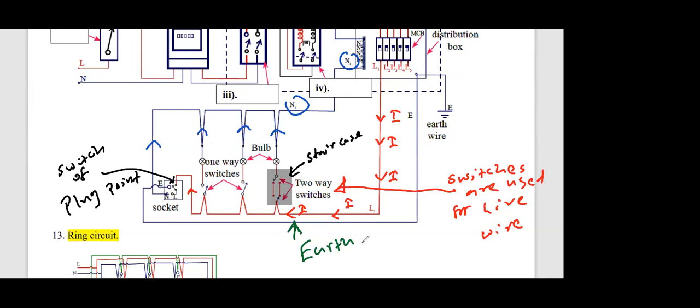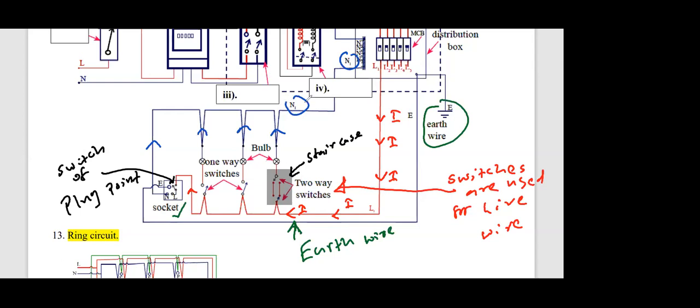This earth connection, this earth wire is available for the sockets, but not for the lamps. So you can write, if you want, electricity is supplied, only live and neutral wires are used for the lamps or lighting circuits. In lighting circuits we use only live and neutral, but not the earth wire, because daily you are not going to hang on this lamp, or touch it like the electric iron, blender, grinder, washing machine, like that.